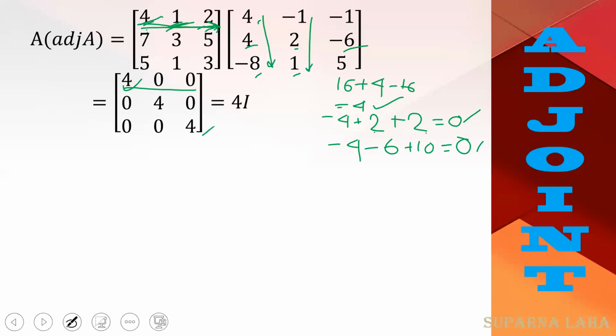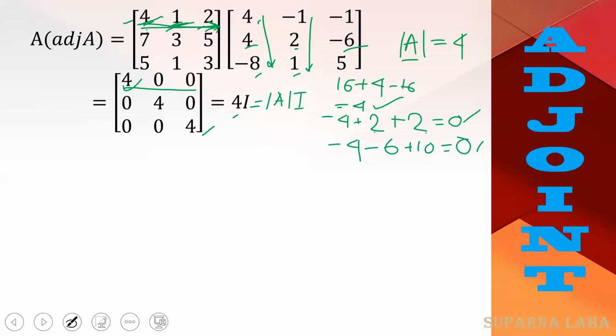Now just take common this 4 from this matrix. So you will find this 4 into identity. And what is 4? If you find the determinant value of this A, you will find that determinant of A is 4. You can easily find the determinant value, just break this determinant and find the value. So if determinant A is 4, we can write this thing as determinant A into identity matrix.